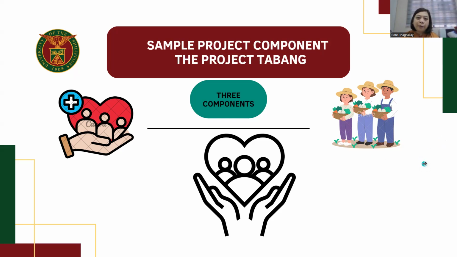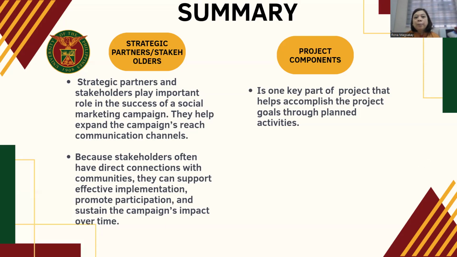To summarize my report, strategic plan partners and stakeholders play an important role in the success of a social marketing campaign. They help expand the campaign reach and communication channels. Because of stakeholders, we often have direct connections with communities. They can support effective implementation, promote participation, and sustain the campaign impact over time. Project components are also one of the key parts of a project that help accomplish the project goals through planned activities.